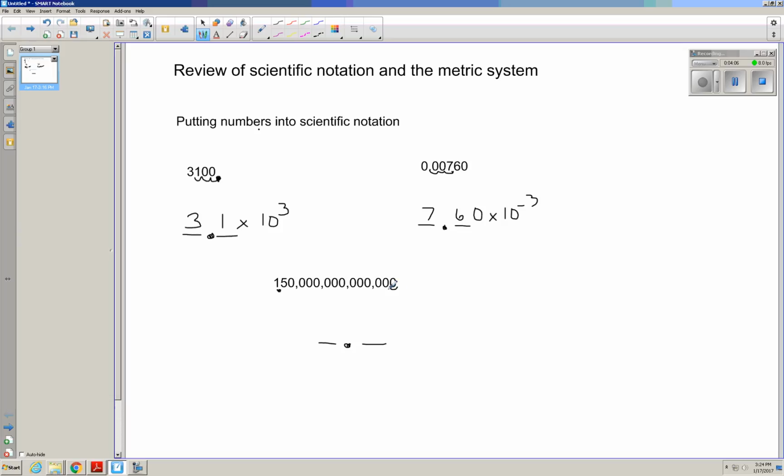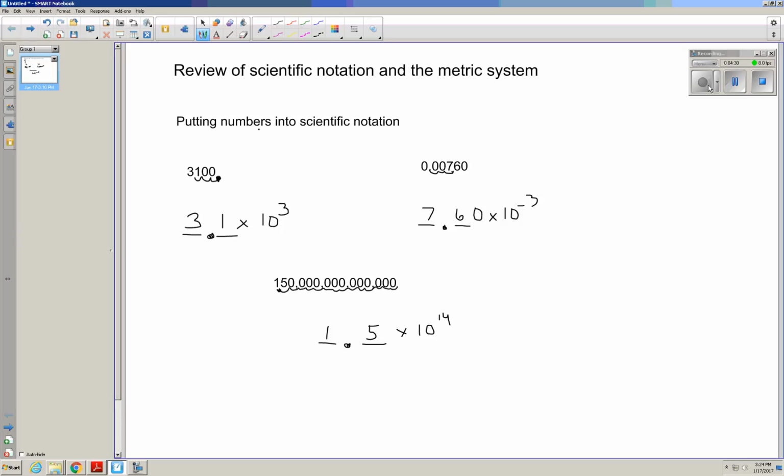Well, I need to go 1, 2, 3, 4. I have 6, 7, 8, 9, 10, 11, 12, not done yet. 13, not done yet. 14. So I need to move this 14 places. So my number in scientific notation becomes 1.5 times 10, and because it's a big number, 10 to the 14.